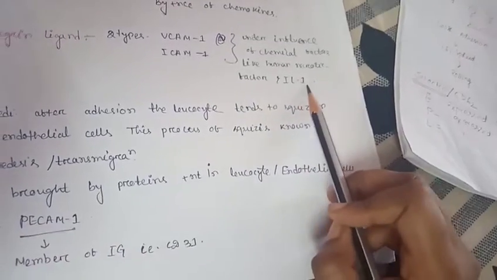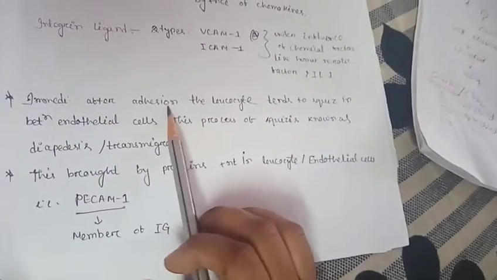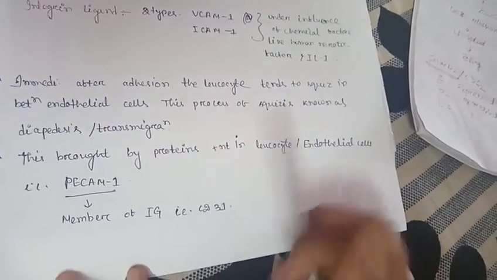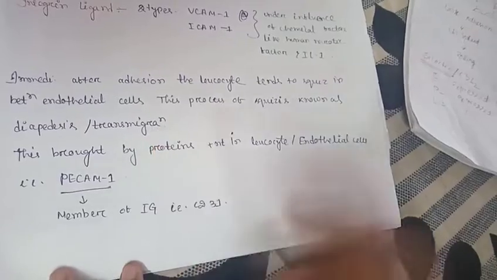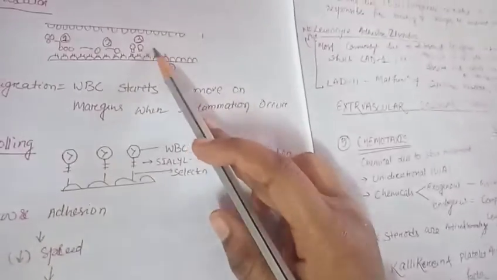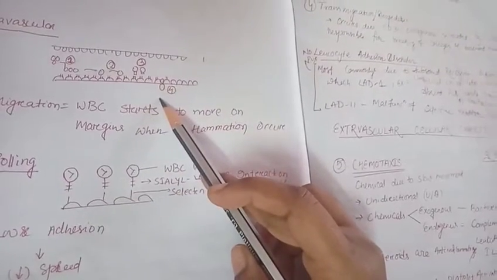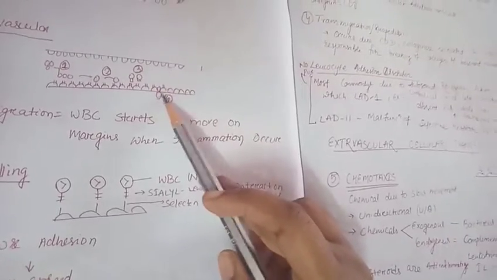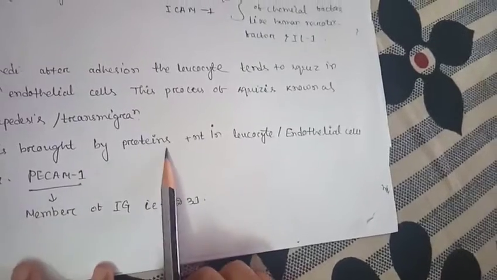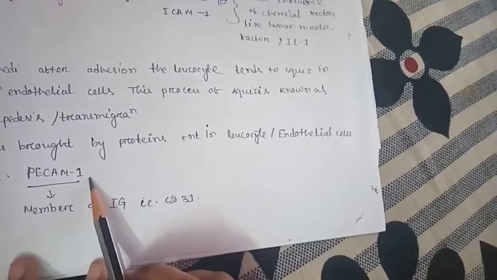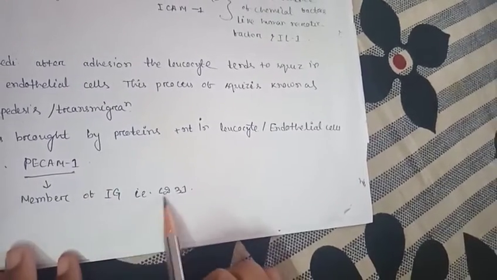Then immediately after the adhesion, the leukocyte tends to squeeze through the endothelial cells. This squeezing process is known as diapedesis or transmigration. So that is our fourth step, where you can see that when adhesion occurs, the leukocyte comes out of the blood vessel by diapedesis. This is brought about by proteins in the leukocyte and endothelial cell, known as PECAM-1, a member of the IgG family, also called CD31.